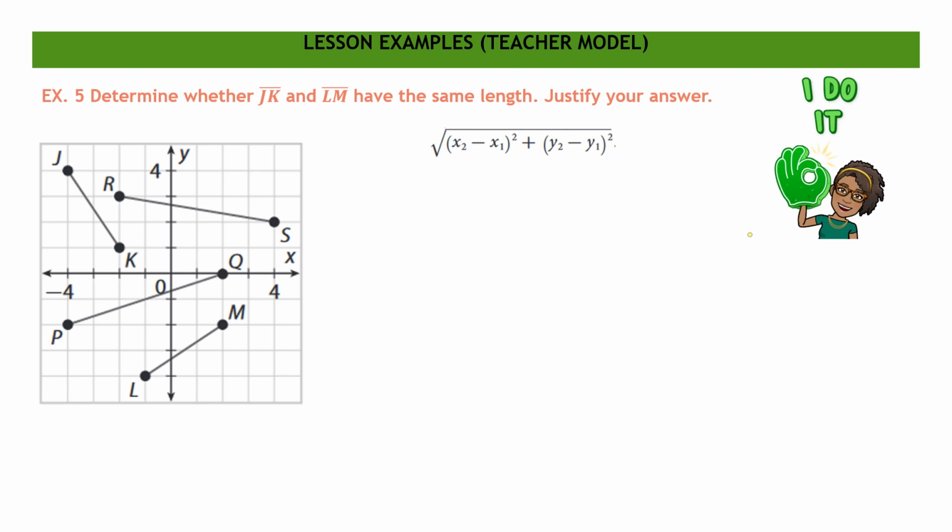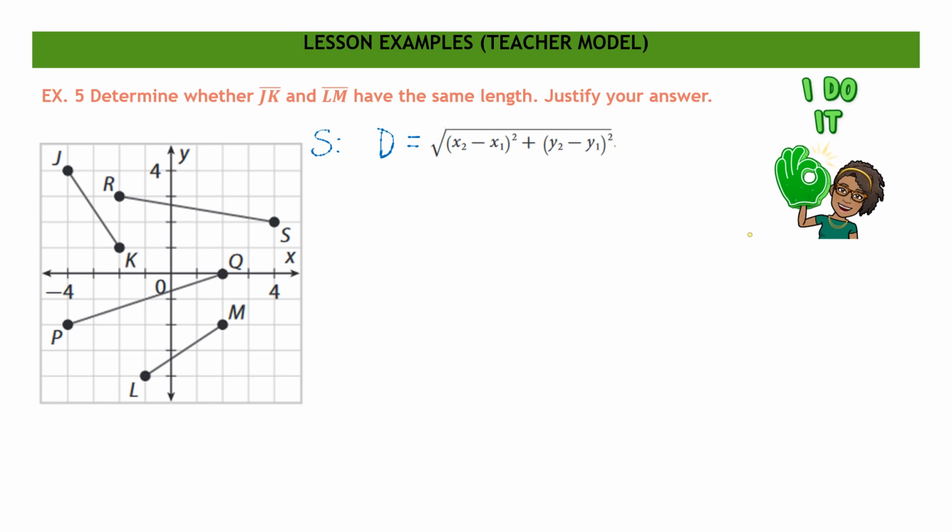Our last example, guys, example 5. It says determine whether line segment JK and line segment LM have the same length. We need to do this by justifying our answer. So as you can see here, we have what we call the distance formula, and that is equal to the distance between two endpoints on a line in a coordinate plane. So as we did before, this is going to be our S, and that is our setup.